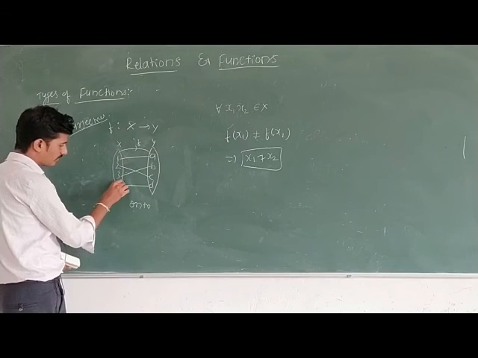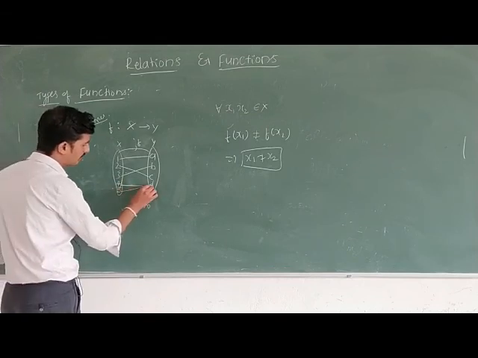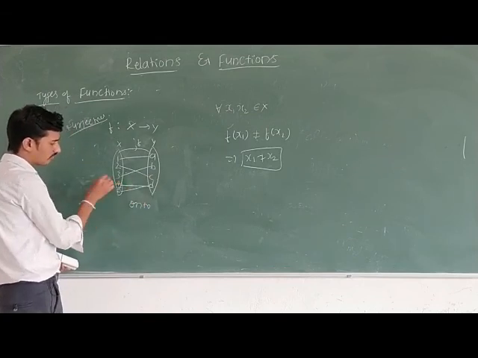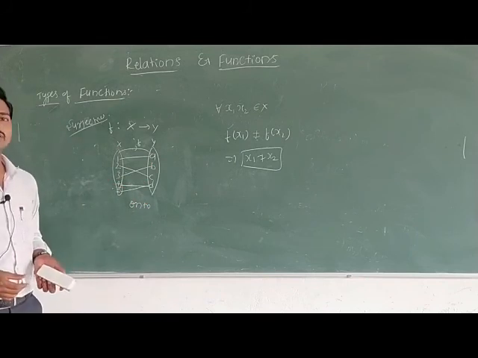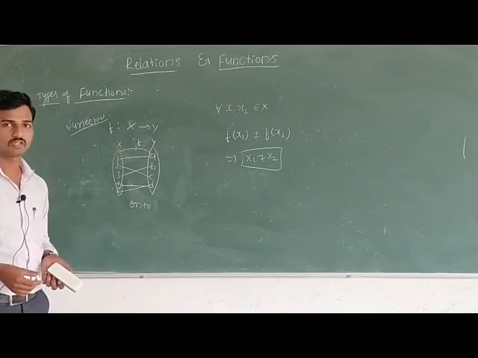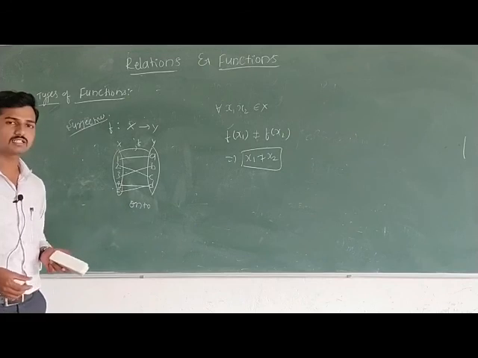So if you consider 5 as an element of x, then d, an element of y, can have both 4 and 5 as the pre-image of d. Do you understand? So this function is also called an onto function.